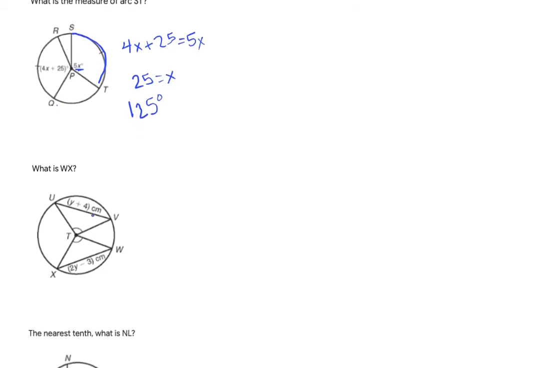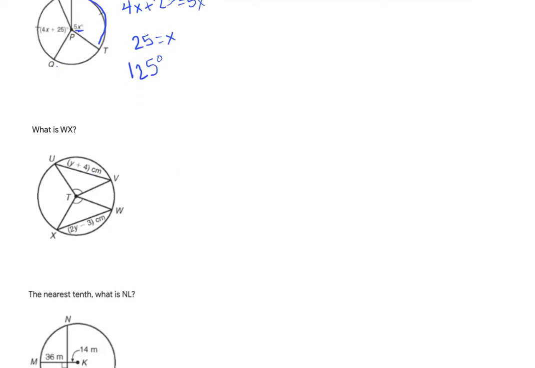What is WX? So this one's similar. When the central angles are the same, your chords are also the same. So we will set those equal to each other. y plus 4 is going to equal 2y minus 3. I'm going to subtract y and add 3, so 7 equals y. And then I'm going to plug it back in for my WX. So I have 2 times 7, which is 14, minus 3, so I have 11 centimeters for my answer.